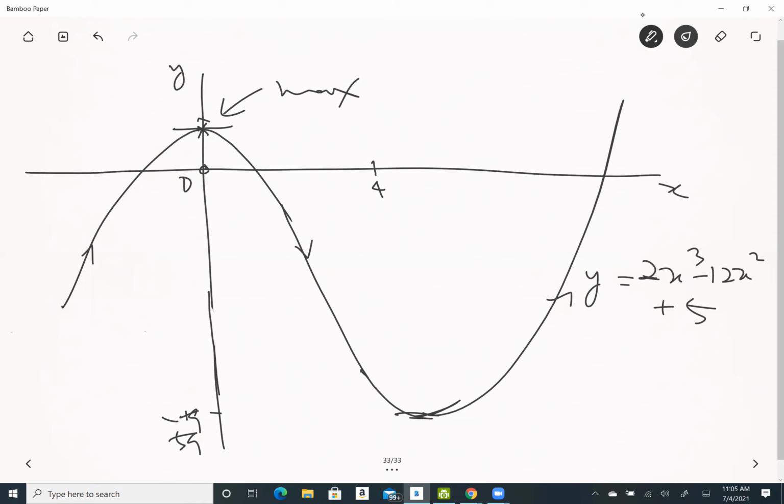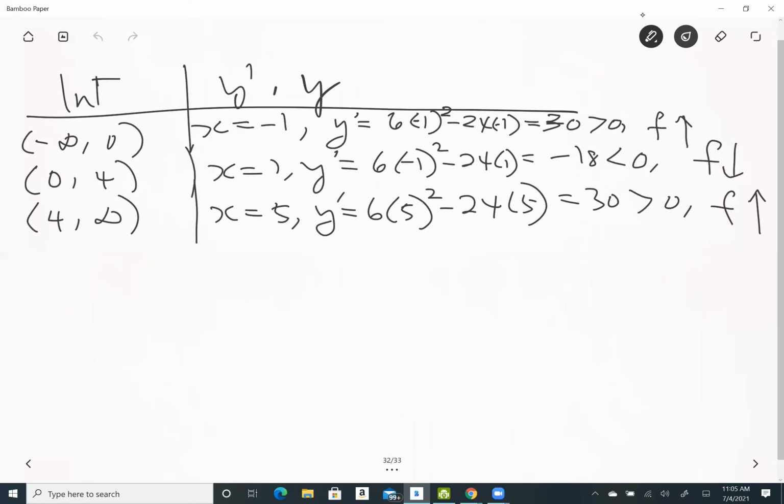And then for the second critical point, 4, negative 59, the interval on the left, 0 to 4, is decreasing, and the interval to the right is increasing. So what? Minimum here. So for this function, you can observe the behavior: from this point, you have a maximum, and then for that point, you have a minimum.